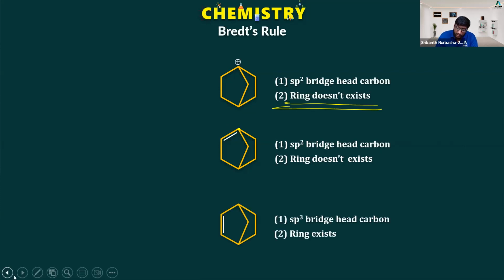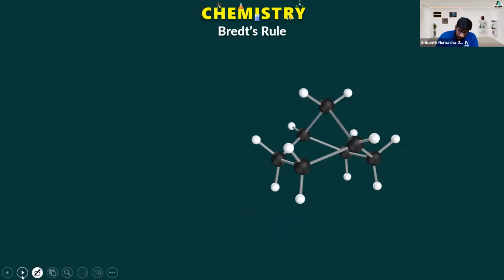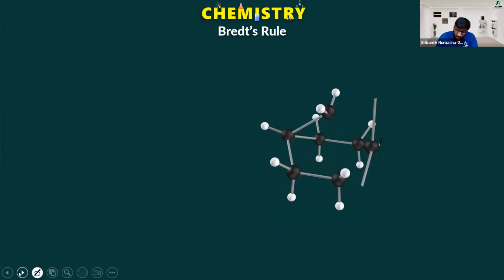Third case, will the ring exist or not? This is the bridgehead carbon which is sp3 hybridized. This is also sp3 hybridized. Planarity is not there at the bridgehead carbon. So the ring with sp3 bridgehead carbon will exist. Are these logics clear to everyone? Okay, we cannot achieve planarity at the bridgehead carbon center. That is the point. So sp3 bridgehead carbon rings will exist. sp2 hybridized bridgehead carbons will not exist. That is how your bicyclic system would actually look.